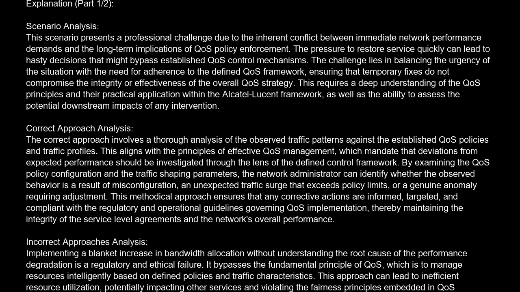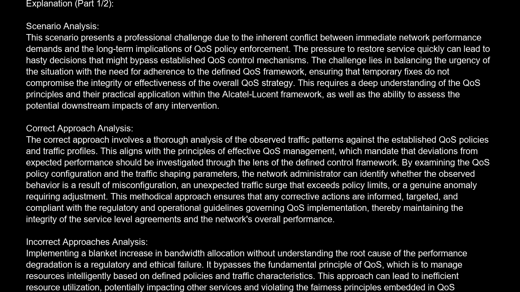By examining the CoS policy configuration and the traffic shaping parameters, the network administrator can identify whether the observed behavior is a result of misconfiguration, an unexpected traffic surge that exceeds policy limits, or a genuine anomaly requiring adjustment. This methodical approach ensures that any corrective actions are informed, targeted, and compliant with the regulatory and operational guidelines governing CoS implementation, thereby maintaining the integrity of the service level agreements and the network's overall performance.